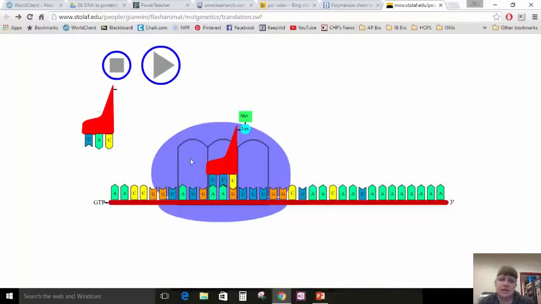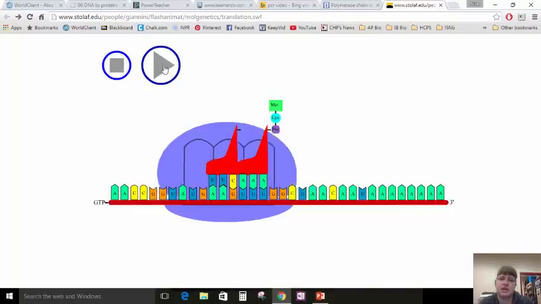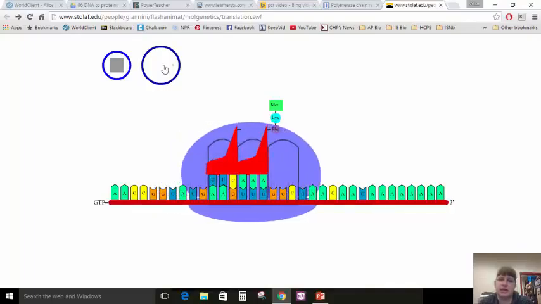The tRNA that's in the E site will then leave, and the A site is now open. So we'll continue this process where the next one comes in to the A site. The amino acids bond to this amino acid attached to this tRNA, and it continues repeatedly.